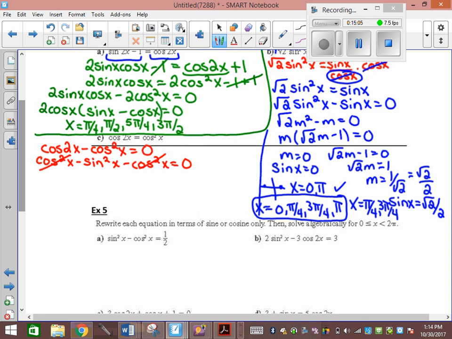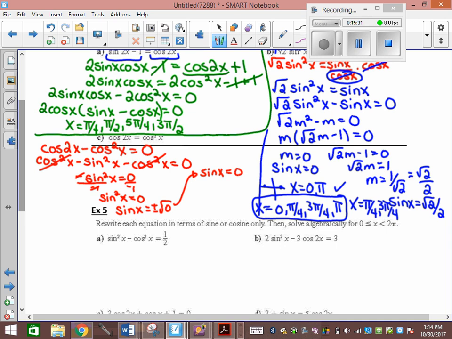And I'm left with negative sine squared x equals 0. Divide by negative 1. Sine squared x equals 0. Square root 0. So it equals plus or minus root 0, which 0 doesn't have a sign. So it's going to be sine x equals 0.